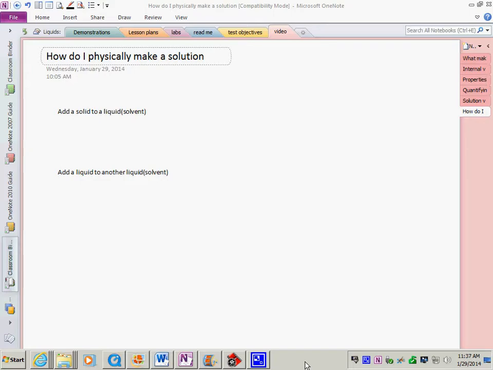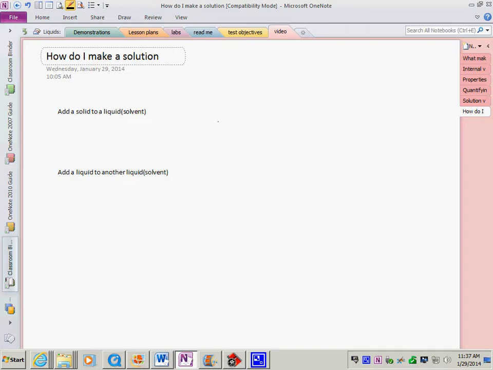Today we're talking about how do I make a solution. In this case, how do I physically make a solution versus how do I actually make it on paper first, calculate all the properties of it. And that is what I'm going to calculate today: how do I make a solution. Now I'm talking just on paper. Okay. Now there are two ways in which you can make a solution.